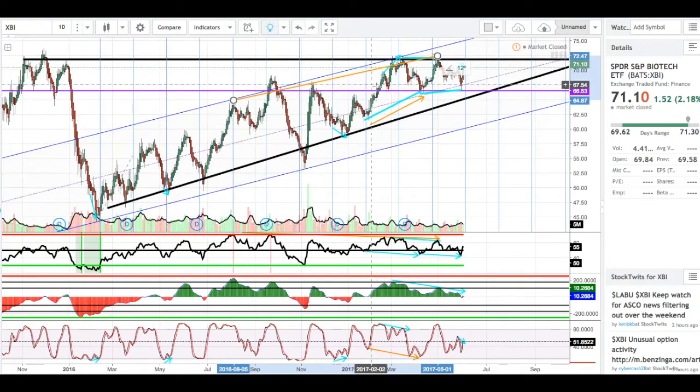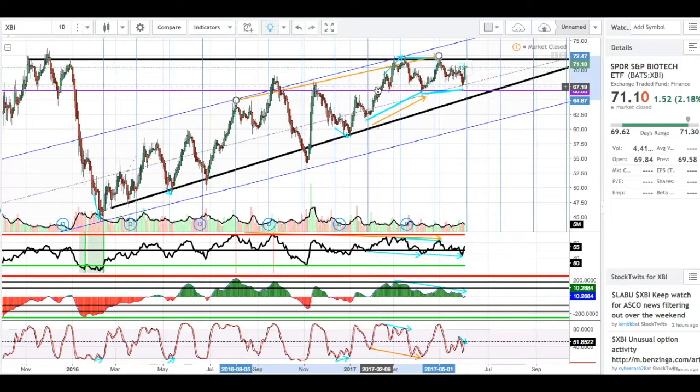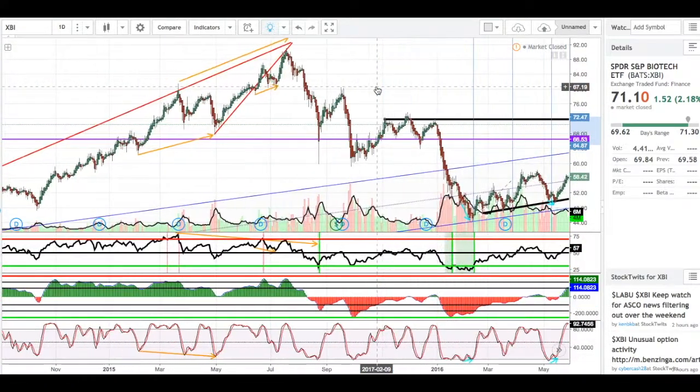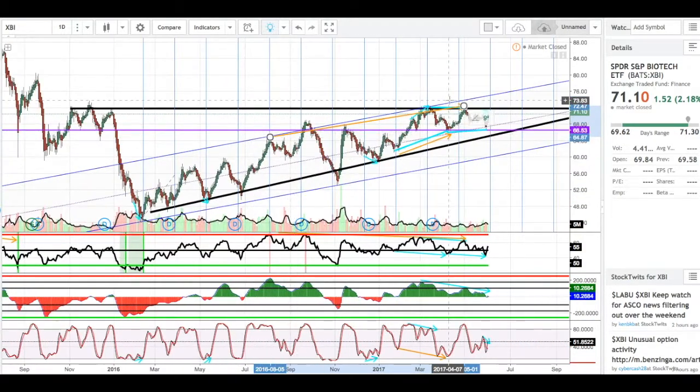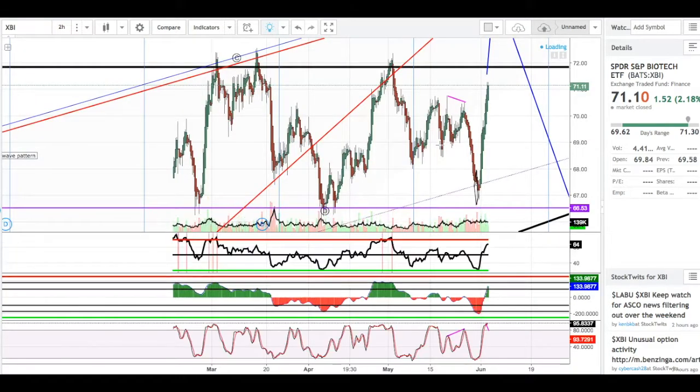So look at the orange lines here, and then look at the orange lines here. There's one major one, and then one minor one right here on the underside. And we see we have one major one and one minor one right here. Now I'm going to go from the daily to the 2 hour to show the pattern that I'm seeing again.